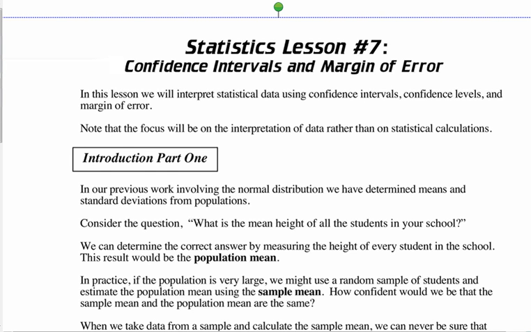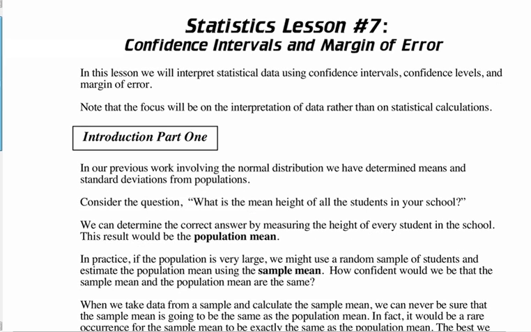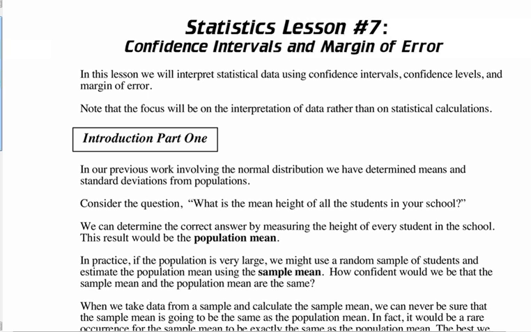Statistics Lesson 7, Confidence Intervals and Margin of Error. So this should be a fairly easy lesson, just some terminology. We're going to learn about confidence intervals. In this lesson, we interpret statistical data using confidence intervals, confidence levels, and margin of error. So we're going to learn about 3 different terms. Note that the focus will be on the interpretation of data rather than the actual calculations. So it's more interpreting what we have than actually calculating.